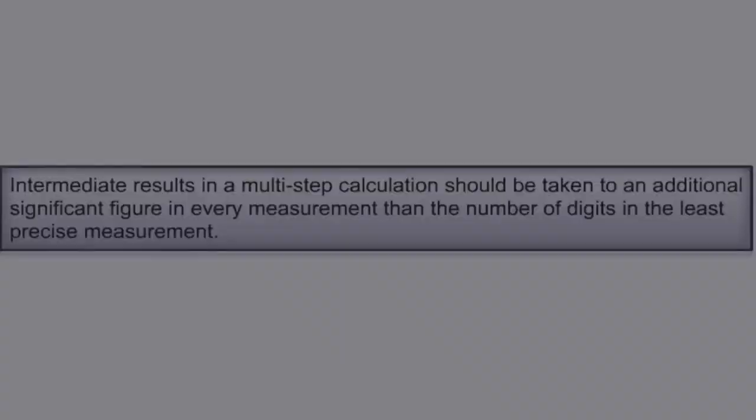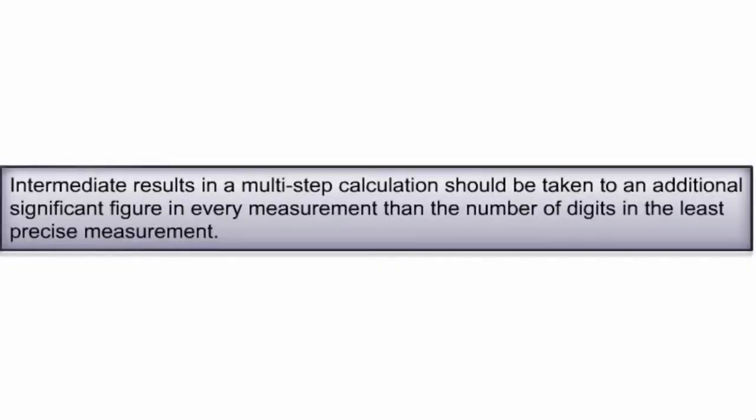Another important point to remember with significant figures is that intermediate results in a multi-step calculation should be taken to an additional significant figure in every measurement than the number of digits in the least precise measurement.